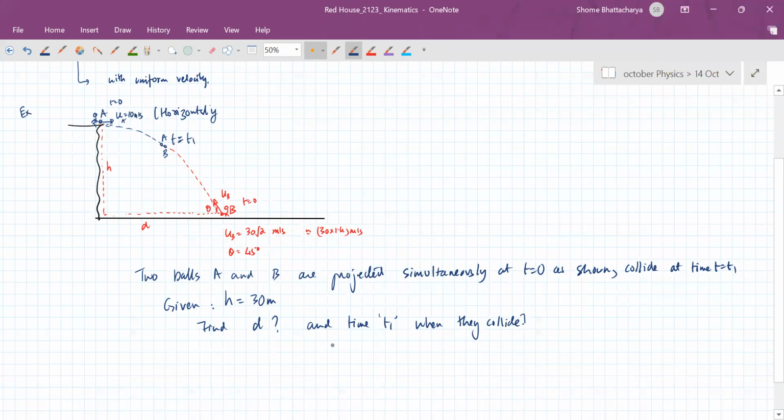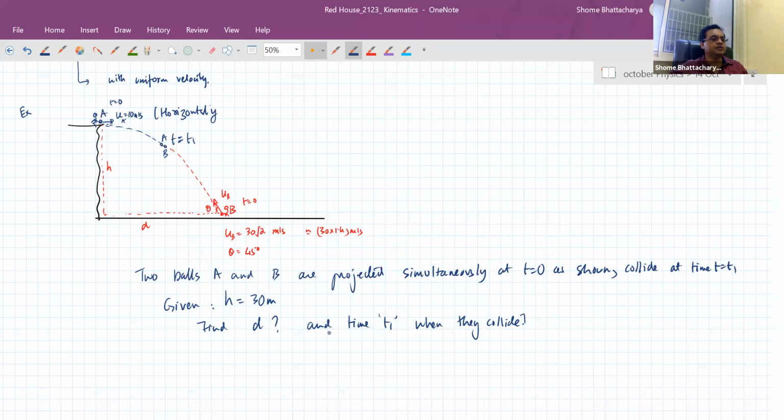Sir, the D is the range, right? Range in the sense that you can say it is the sum of the horizontal displacements of A and B when they collide. Yes, sir. So whatever horizontal displacement A is having towards the right, and whatever horizontal displacement B is having towards the left, between that time 0 and t1, their sum should be equal to D. So yes, that would be one way of solving the question.